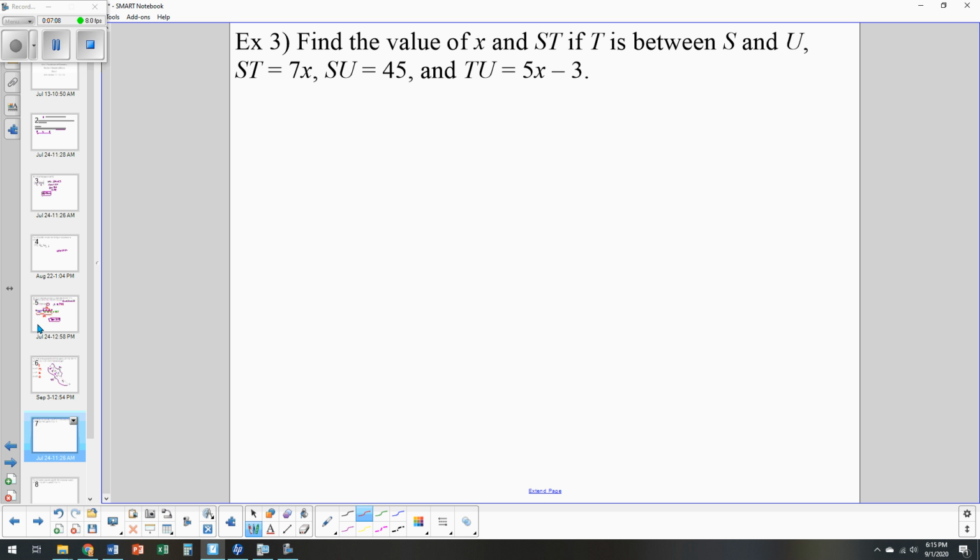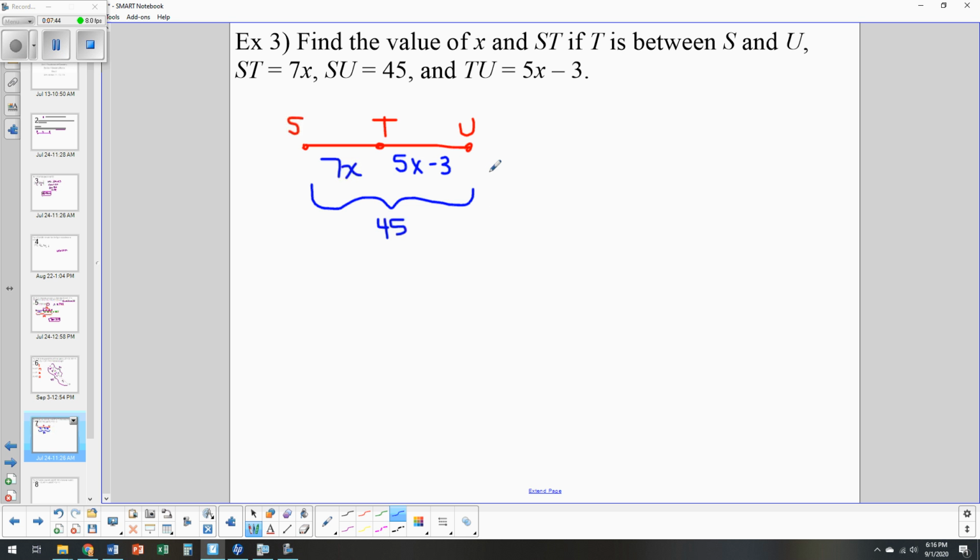For example 3, we want to find the value of x and the length of ST if T is between S and U. So already we know we have a segment where S and U are on the ends, and T is somewhere between them. Then they tell me that ST is 7x. So from S to T is 7x. SU, that's the whole thing, is 45. And TU, that's here to here, is 5x minus 3.